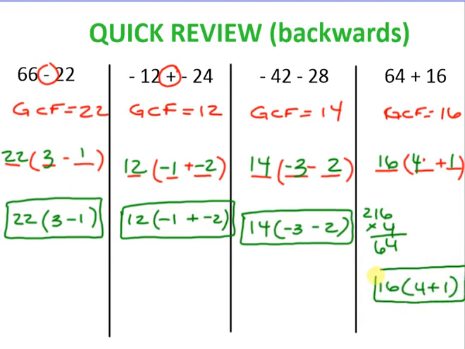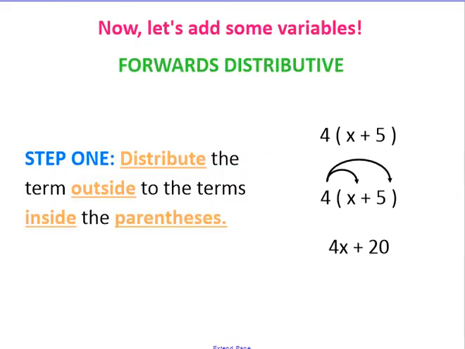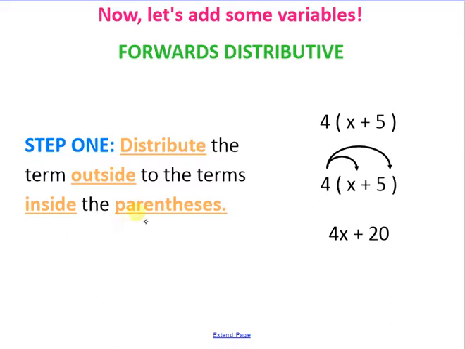All right, so that was a quick review of forwards and backwards. Now, we're going to do the exact same thing, except we're going to add in some variables. And it's actually a little easier than working with just integers. So here's forwards distributive property, and it's actually only one step. So this is what your problem is going to look like when it's given to you.